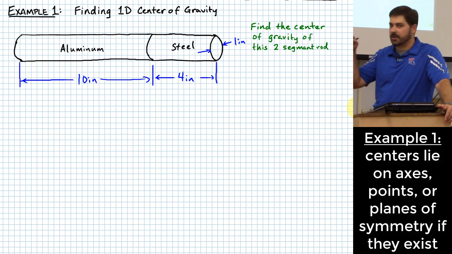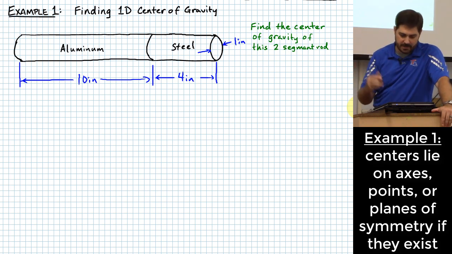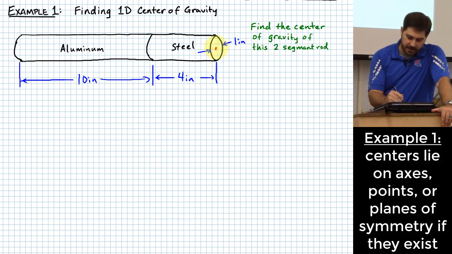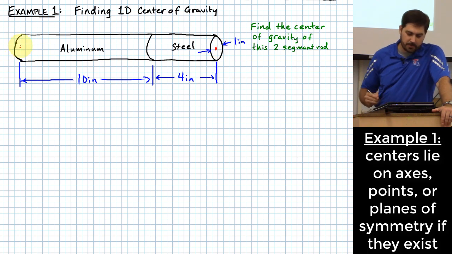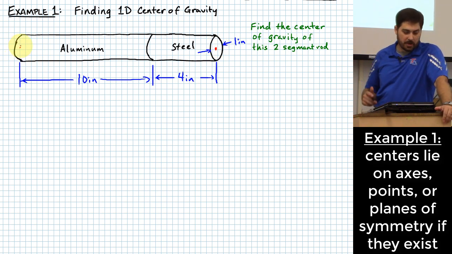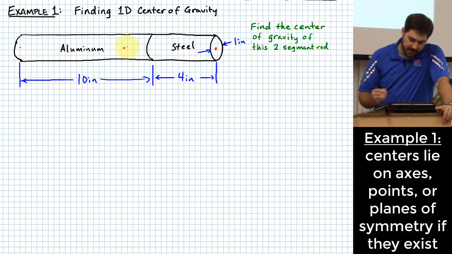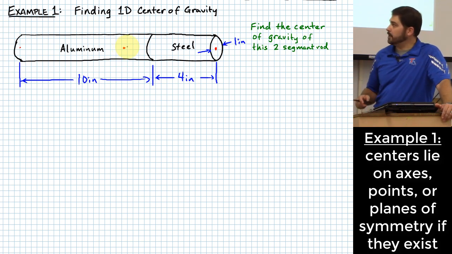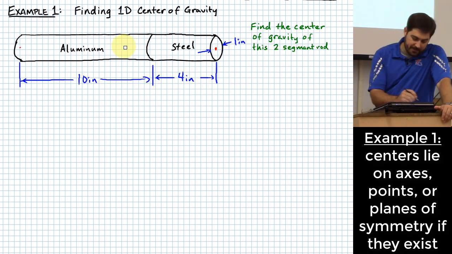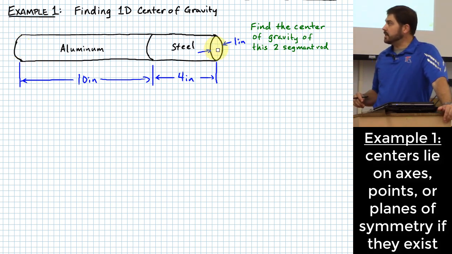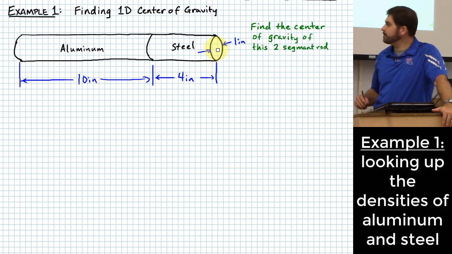Just right along the center axis, right? Because there's symmetry around an axis that goes through the middle of this rod. So we know exactly where that center of volume would be of this rod. But the center of gravity is a little bit harder for us to figure out because the density of this is not uniform. Okay, so we actually need to know the densities of aluminum and steel to answer this question.